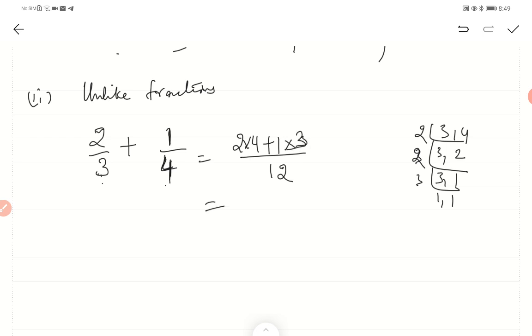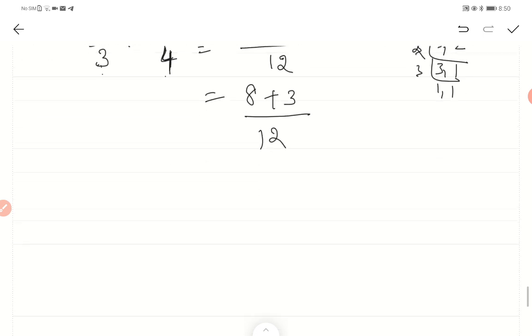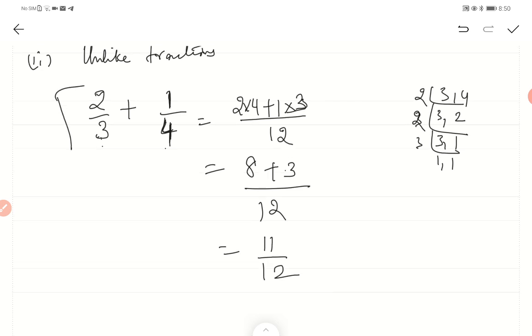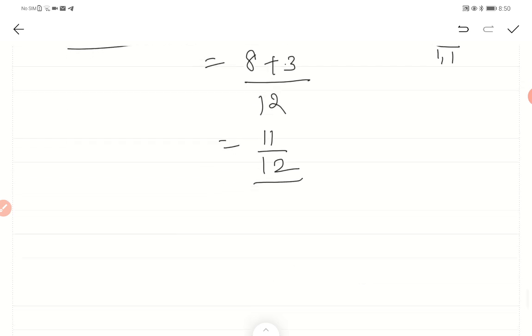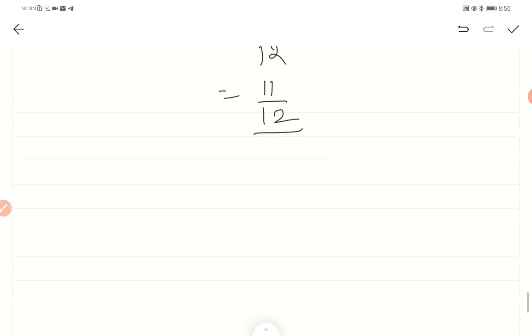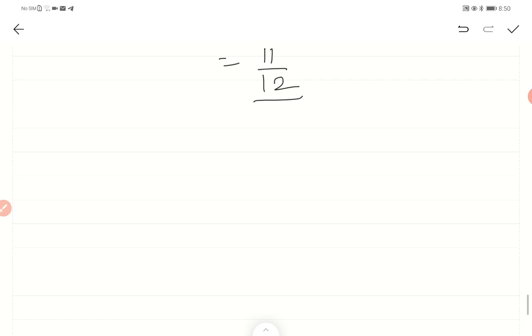This is equal to 4 times 2 is 8, plus 3 times 1 is 3, divided by 12. So this is 8, 9, 10, 11. 11 by 12. So your addition of these two unlike fractions is how much? 11 by 12. So you just need practice for this. These are important. You practice very well. Let me take one more example and stop for today, and we will do many more.